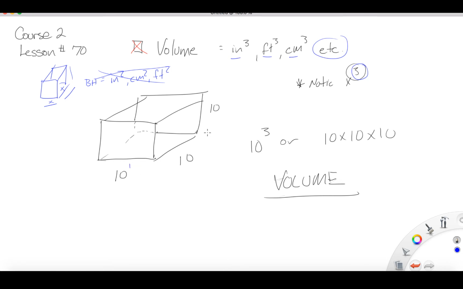So this 10 is to the 1, this 10 is to the 1, and this 10 is to the 1. Hence we get 10 to the third power in this cube, which is volume, or 10 times 10 times 10. And if we do that, we know that that is 1,000. So the volume of this cube, 10 times itself 3 times, is equal to how many zeros? Well, 3. And there we go. We've got our volume. So today is all about finding the volume of a cube.